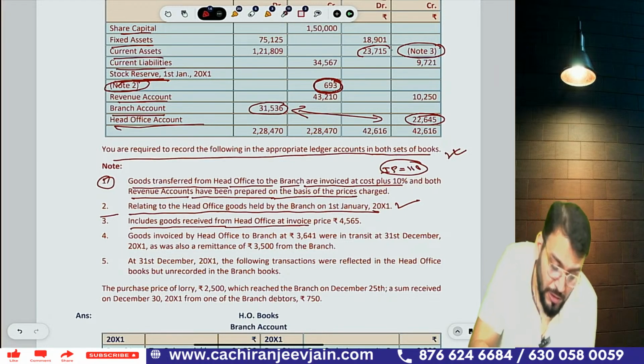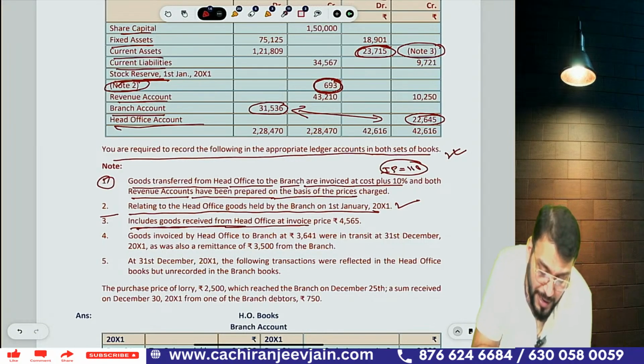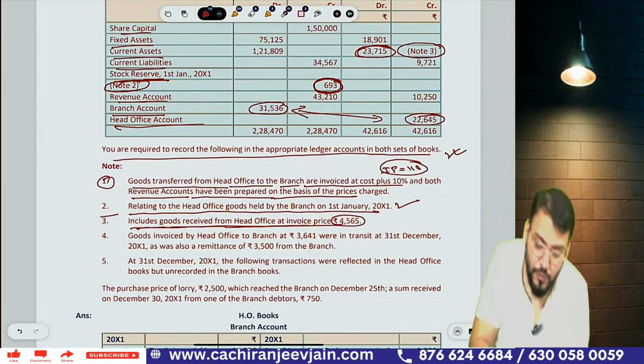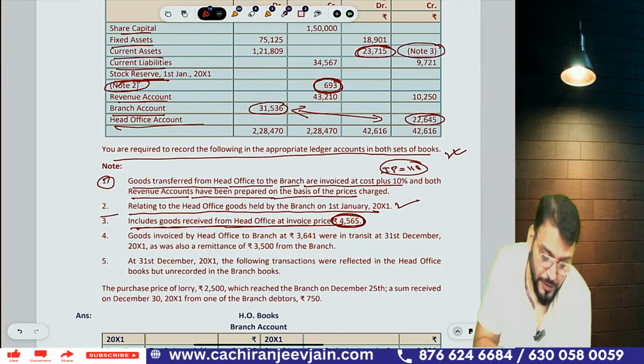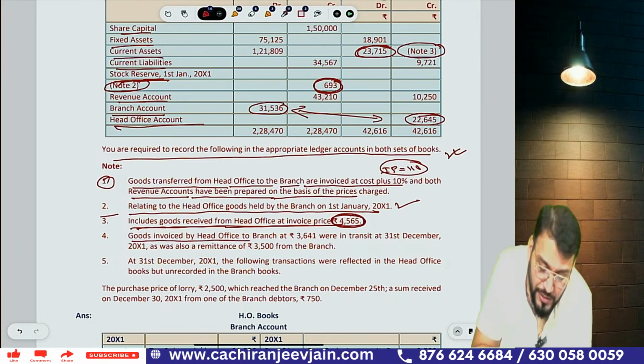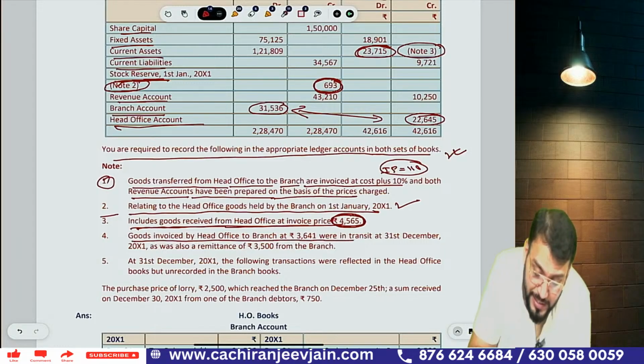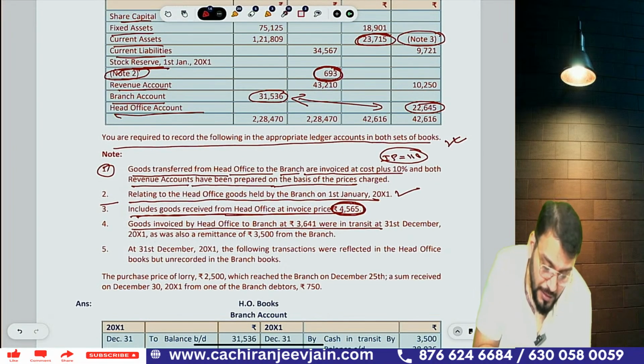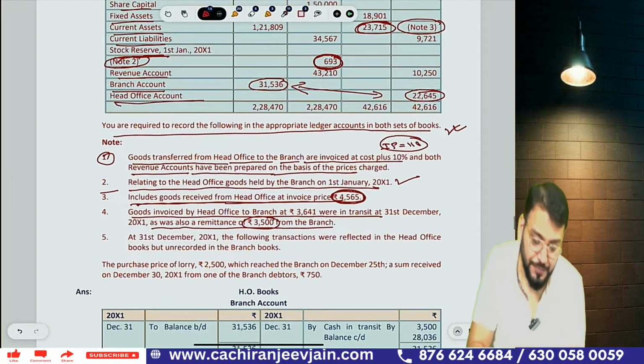Include goods received from head office at invoice price. This current asset includes goods received from head office at an invoice price of 4565. So this is the closing stock of goods in the books of branch. So this includes profit of head office, and from this we need to eliminate the profit of the head office. Goods invoiced by head office to branch at 3641 were in transit. So this becomes goods in transit in the books of branch. Correct? There was also a remittance of 3500 from the branch. So this becomes cash in transit in the books of head office.